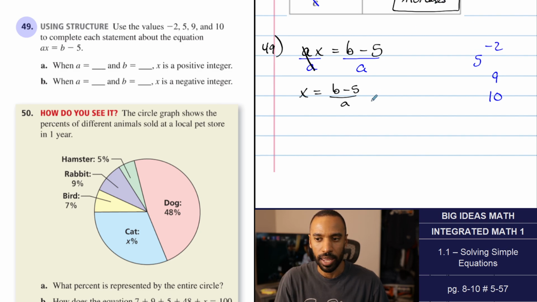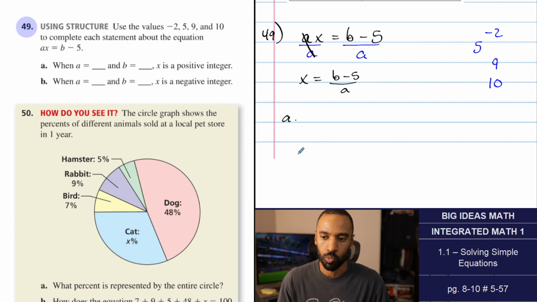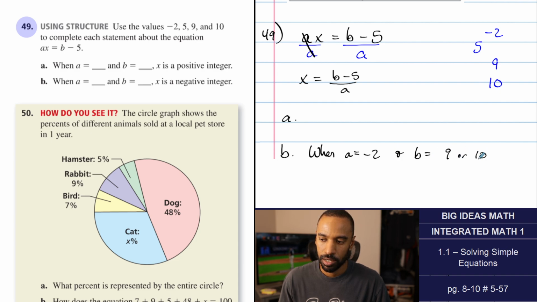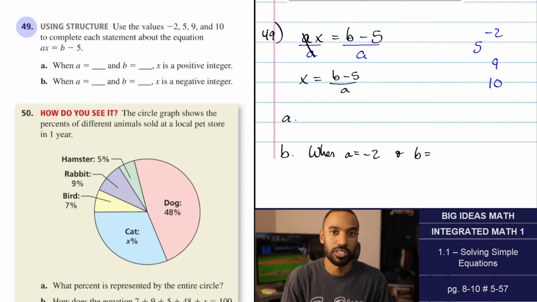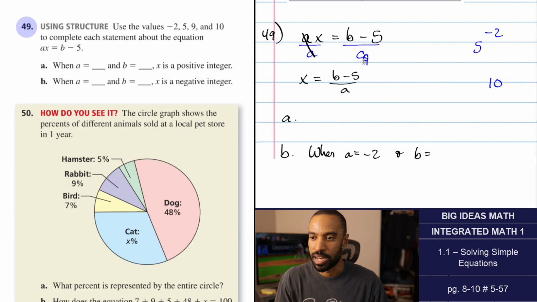I think there can be more than one answer here, and it's kind of what we choose to do. One that I already stumbled upon was for part B. When a equals 9 or -2, and b equals either 9 or 10, x is a negative integer. I didn't even see that. I thought it was just a negative number. You know what an integer is, guys? It's a whole number. So I think it has to be 9.